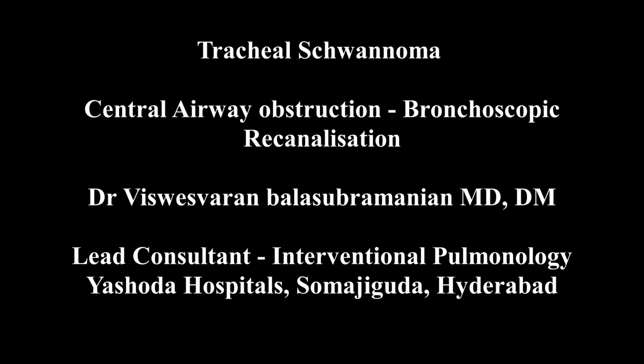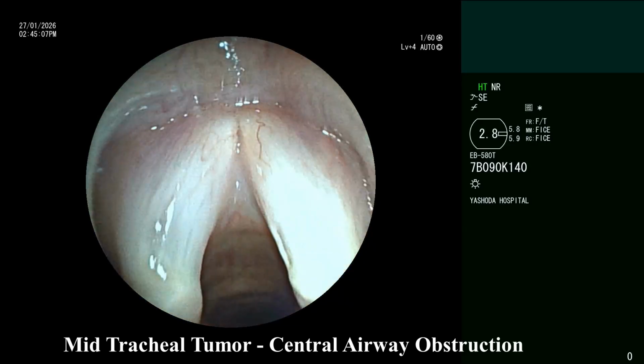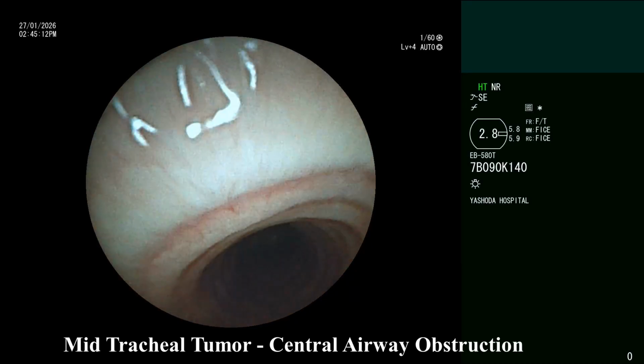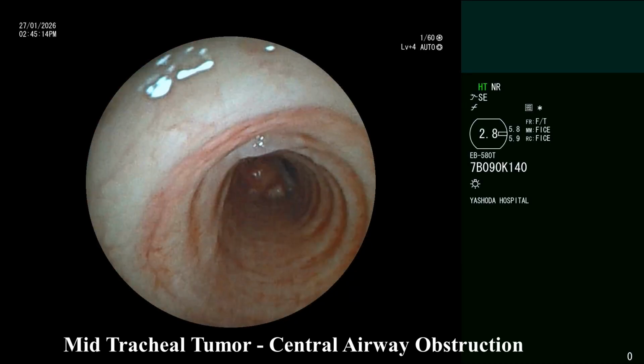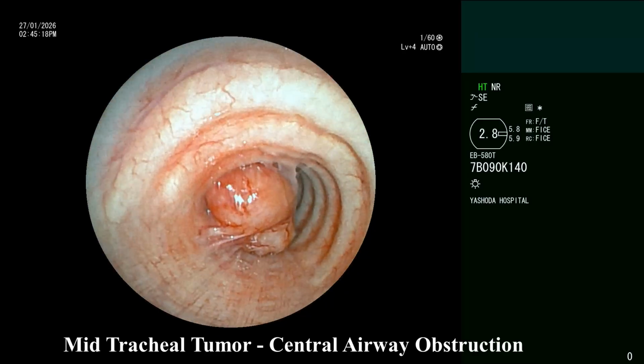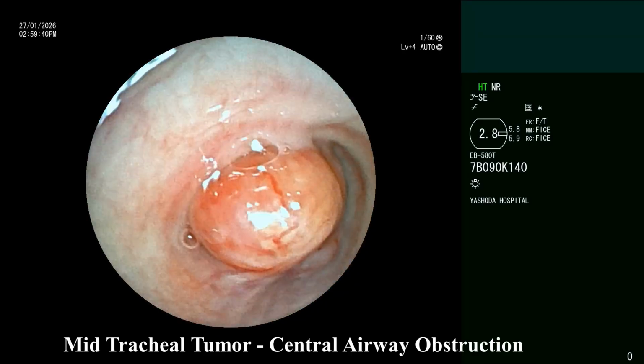Today we will discuss bronchoscopic recanalization of a central airway obstruction caused by tracheal schwannoma. As you can see from the video here, as we are passing the bronchoscope, there is a huge vascular tumor occupying the mid portion of the trachea and causing more than 80% occlusion of the tracheal airway.